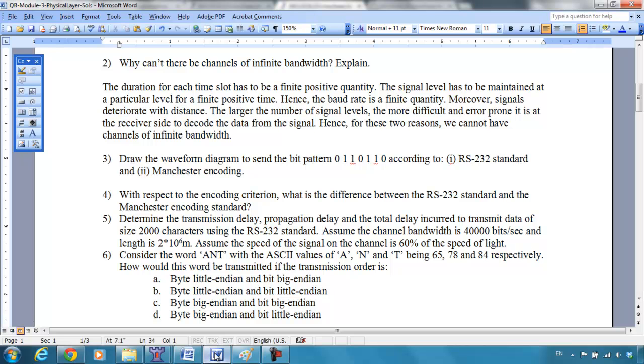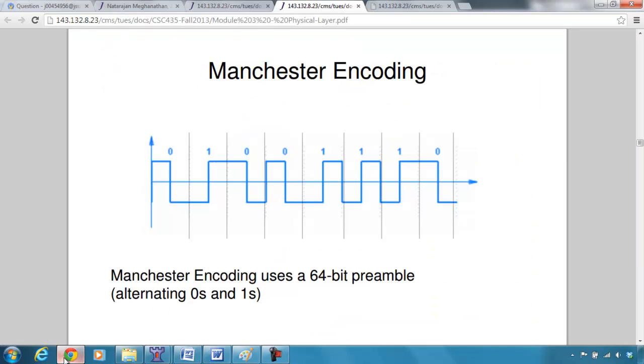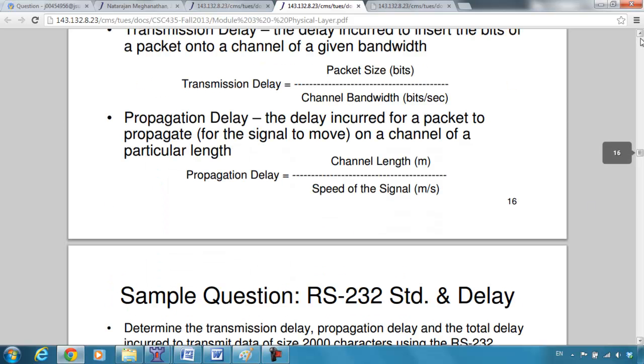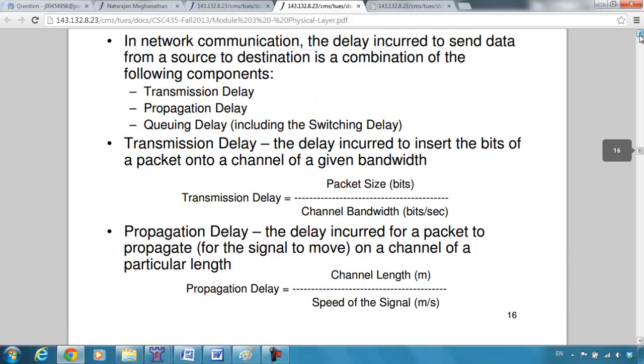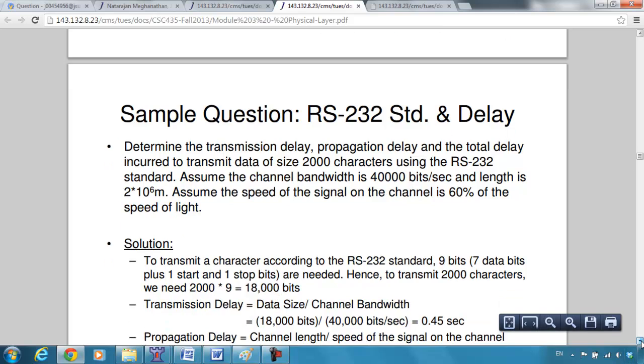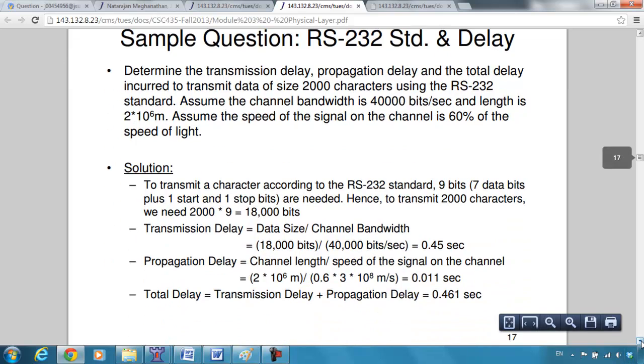So now let's do delay calculations. We have here, so the transmission delay is the packet size over the channel bandwidth. Propagation delay is the channel length divided by the speed of the signal on the channel. So here I gave you the number of characters that you want to send using the RS-232 standard and the channel bandwidth and all those things.